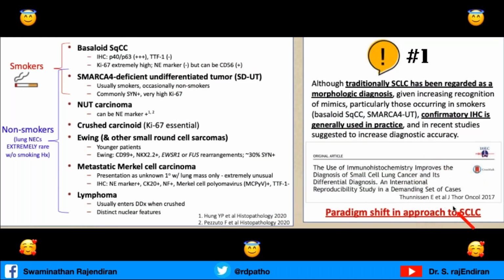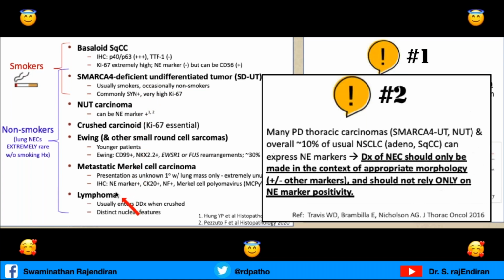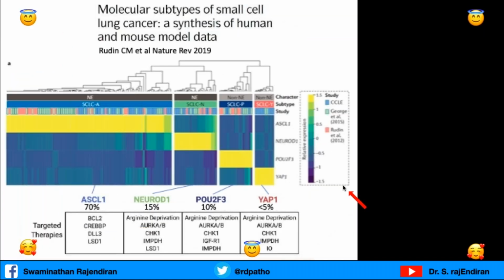There is a paradigm shift in the approach to small cell carcinoma in the lung. Previously, they used to say no need to do immunohistochemistry. Now, you have to do immunohistochemistry because of the differential diagnosis. In smokers, basaloid squamous cell carcinoma and SMARCA4 deficient undifferentiated tumor are the differential diagnoses. In non-smokers, NUT carcinoma, crushed carcinoid, Ewing's, metastatic Merkel cell tumor, and the lymphomas. And you have to do immunohistochemistries. But rule number 2, you should not depend mainly on immunohistochemistry. You have to take H&E along with the immunohistochemistry as a marker to diagnose small cell carcinoma.